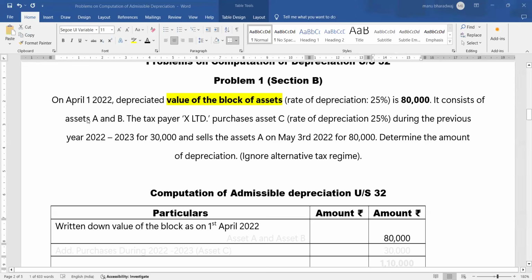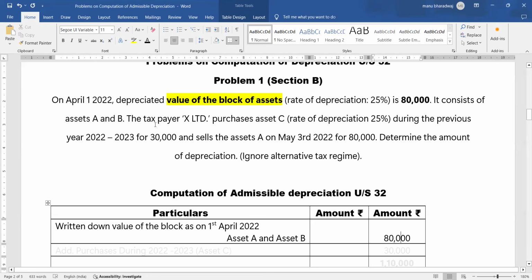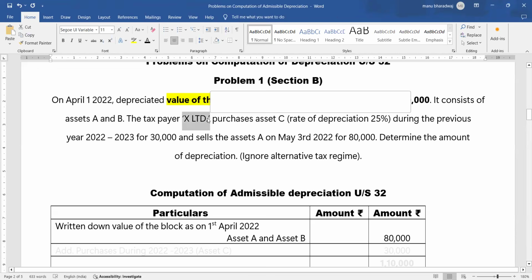It consists of assets A and B. So this 80,000 value consists of asset A and B. So I will write it here: asset A and B, it is 80,000. The name of the assessee is X Limited.